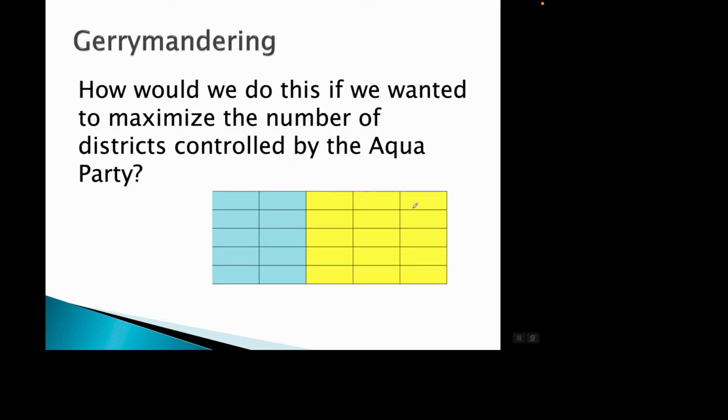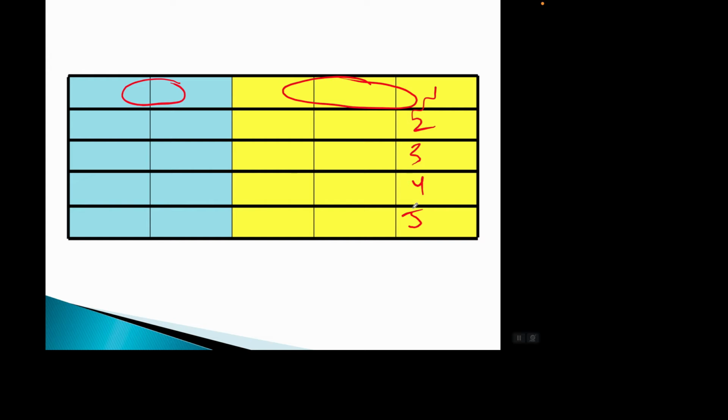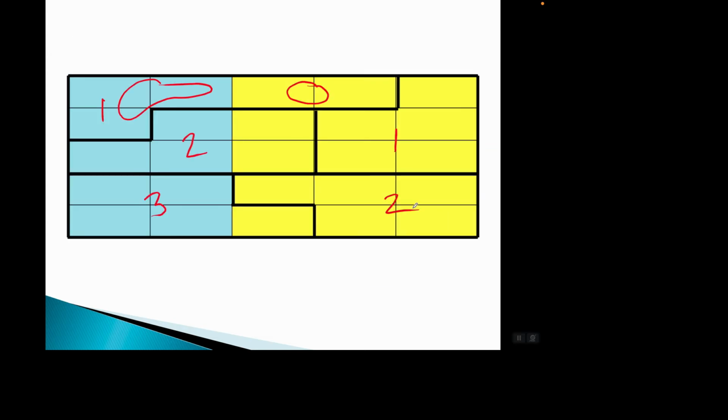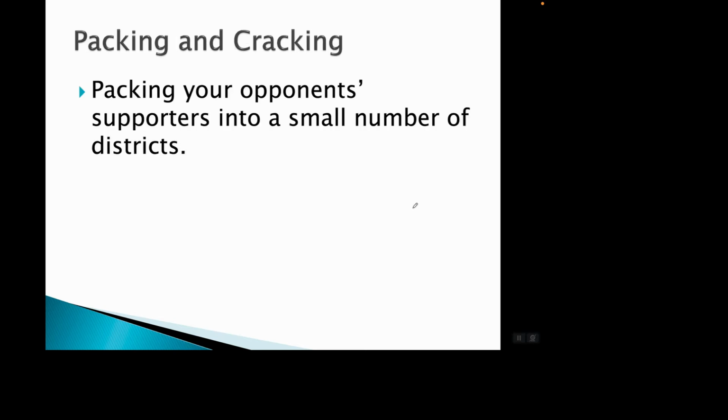Notice that by changing the boundaries, we went from 5 yellow representatives to just 2 yellow representatives, and then 3 Aqua. Here are some gerrymandering techniques. I think you can probably guess what they are based on the examples we've seen. It all comes down to packing and cracking.